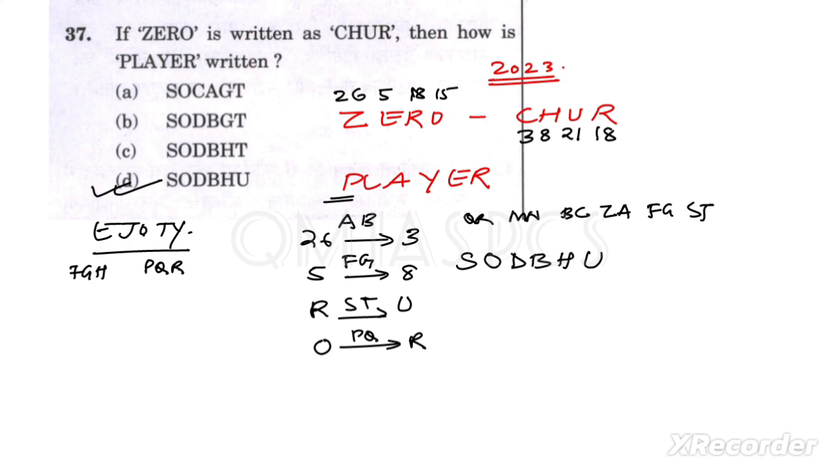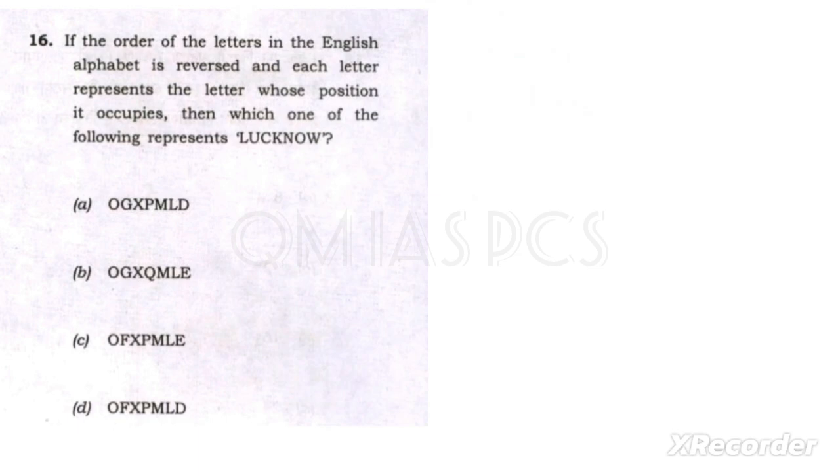Fine. So next question is from UPSC 2022. Look at this question. If you understand this one, it will be easier for you. The question says: if the order of the letters in the English alphabet is reversed, and each letter represents the letter whose position it occupies, then which one of the following represents Lucknow?